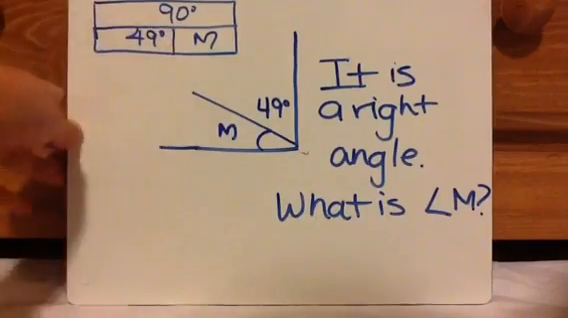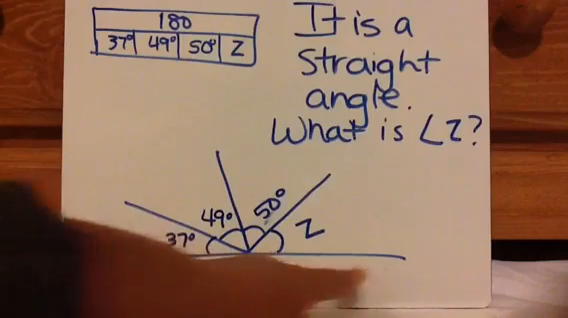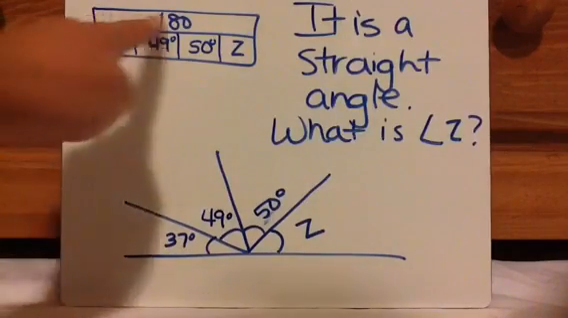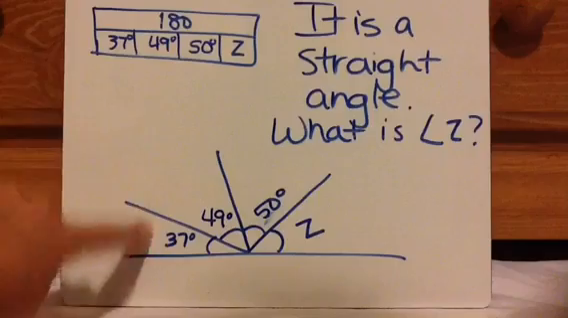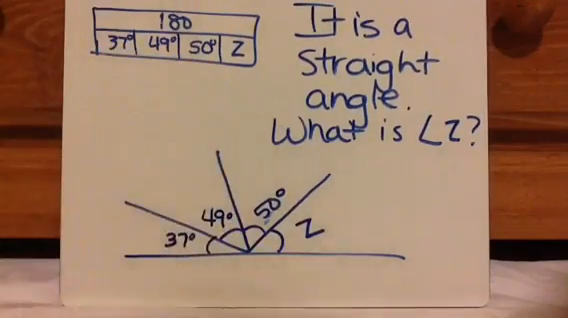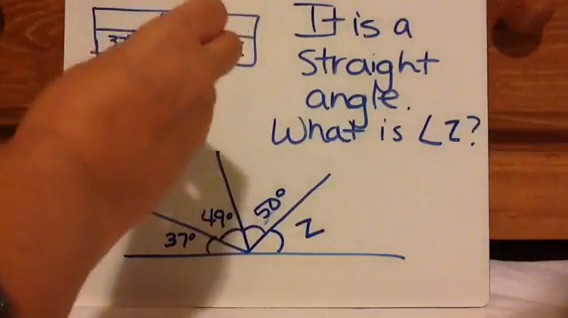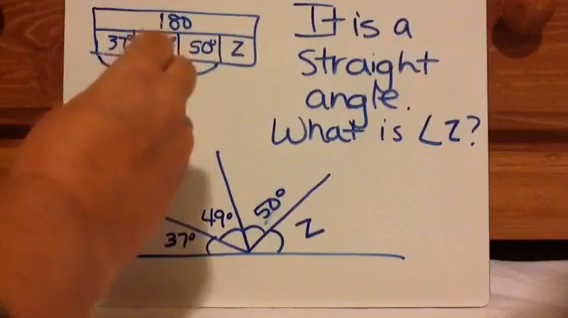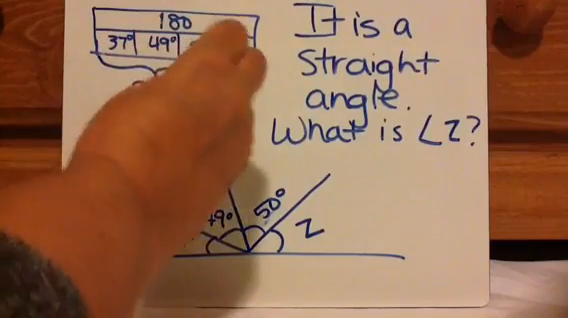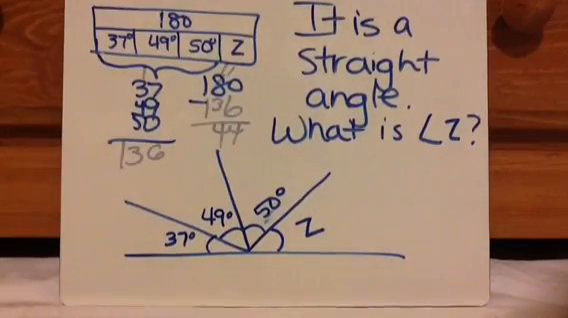Or they might give you this, and they'll say this entire thing is a straight angle. What is angle Z? Well, from prior knowledge, I know a straight angle is 180. So if the entire thing is 180 and this piece is 37, this piece is 49, this piece is 50, what is Z? So I've taught my students if there's multiple pieces, you can add all this together. So 37 plus 49 plus 50, and then take 180 and subtract from that. So that's an option on how you can solve it.